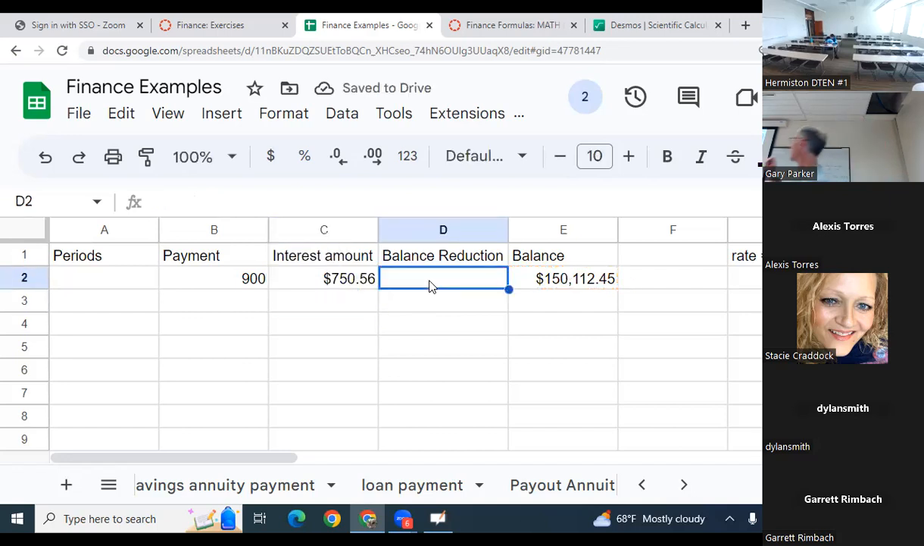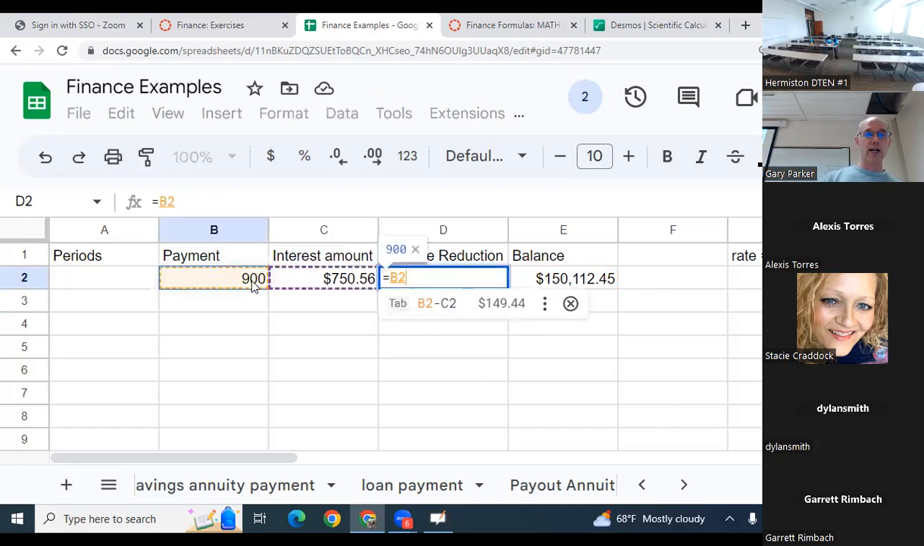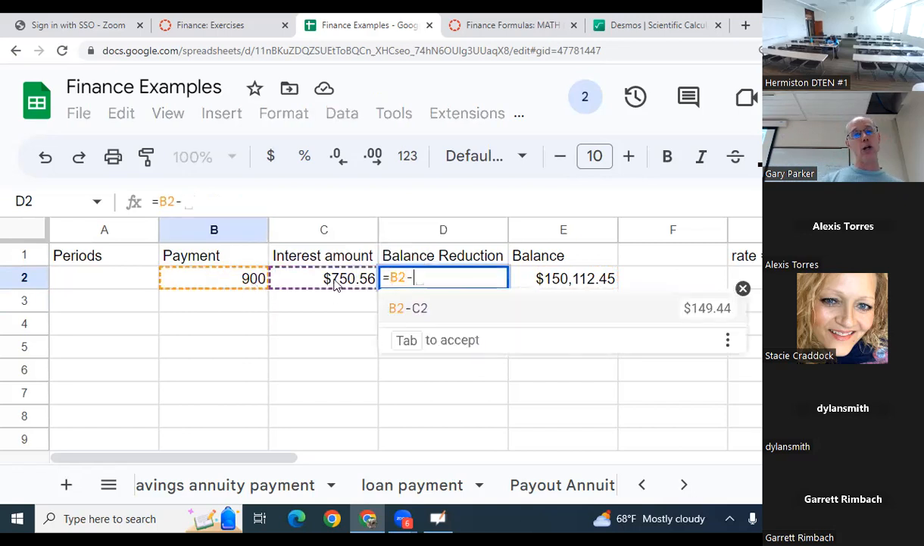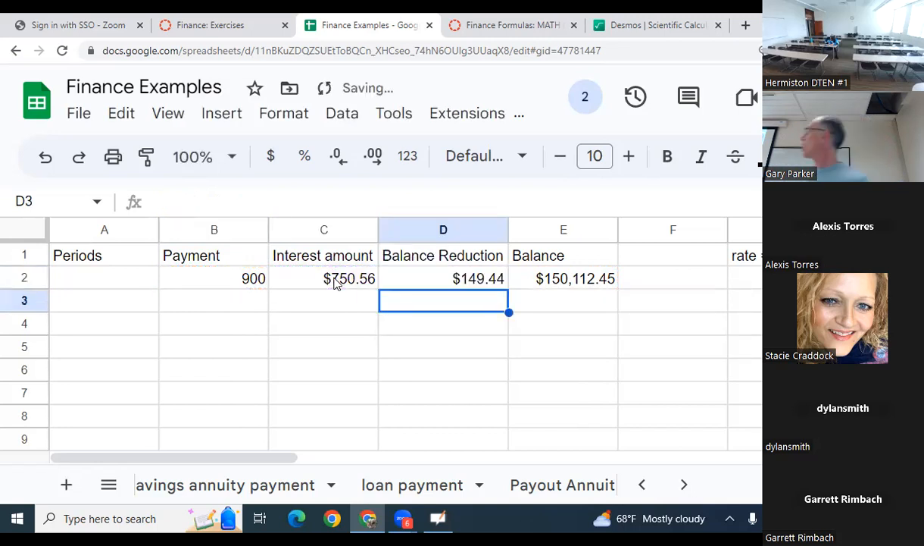So the bank, I sent them $900. What do they say? They say, you owe me an extra $750.56. And they're going to take that out of my 900. So they're going to take my 900. They're going to take out what I owe them. That leaves $149.44. Where does that money go? It goes to reduce my balance.